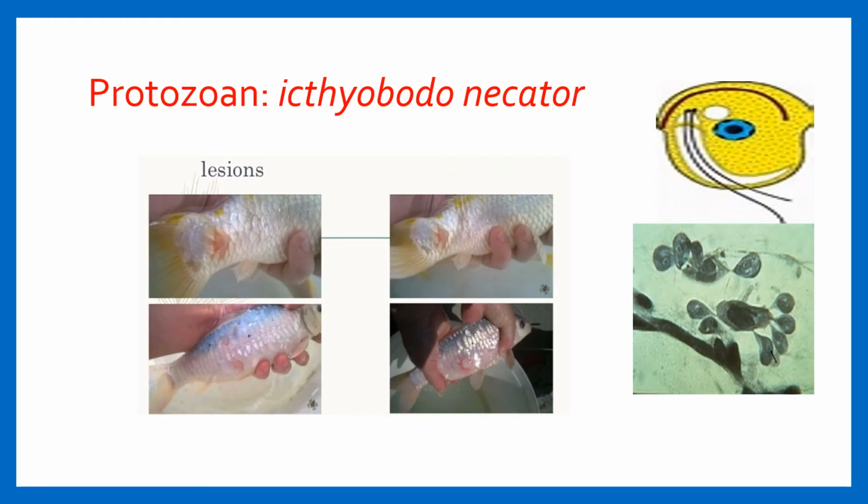Another causative agent is a protozoan, Ichthyobodo necator. It is a flagellate protozoan. Here you can see the structure of the flagellate Ichthyobodo necator, and it also causes necrosis in the fishes. Here you can see the small macules of necrosis on the body of the fishes, that is the silverfish.